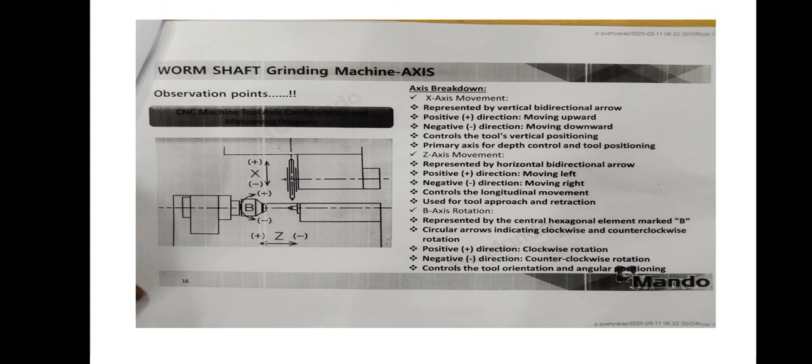The X-axis movement is represented by a horizontal bidirectional arrow. Positive direction is moving left, negative direction is moving right. Controls the longitudinal movement used for tool approach and retraction. B-axis is rotation, represented by the central hexagonal element marked B. Circular arrows indicate clockwise and counterclockwise rotation. Positive direction is clockwise rotation, negative direction is counterclockwise rotation.